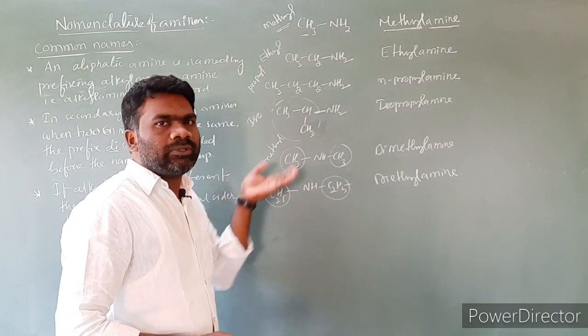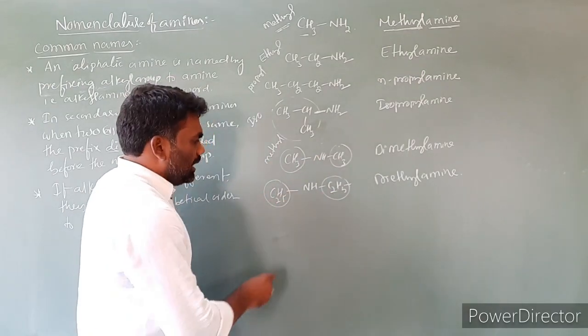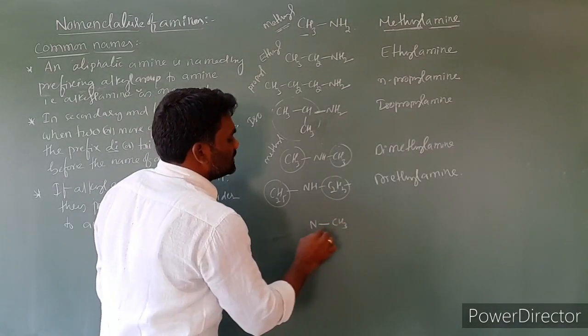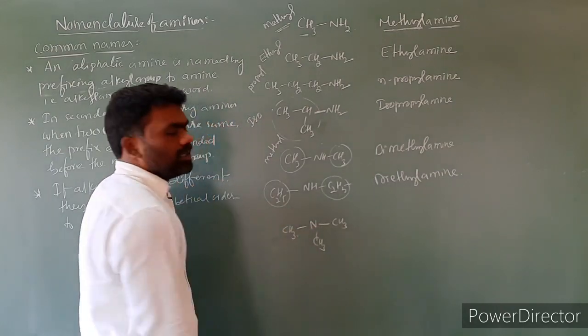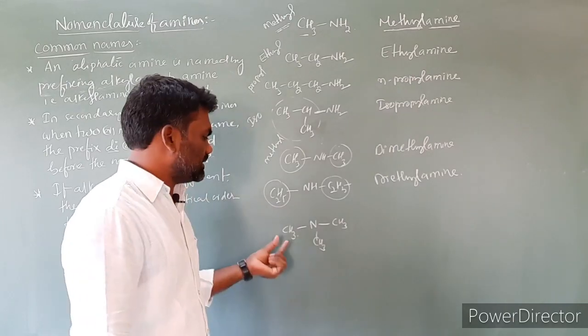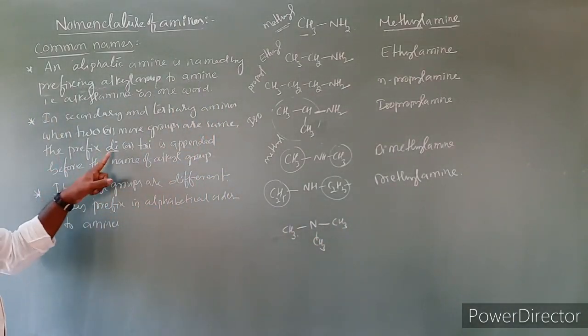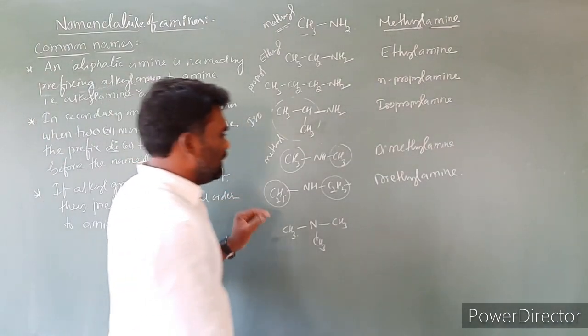Suppose 3 groups are present. In this case 2 are there. If 3 are there, I am taking an example: N(CH3)CH3. Look at this. In this amine there are 3 methyl groups present. This is methyl, this is methyl, this is also methyl. We have to follow: when 2 are there, we use di. If 3 are there, we use tri.